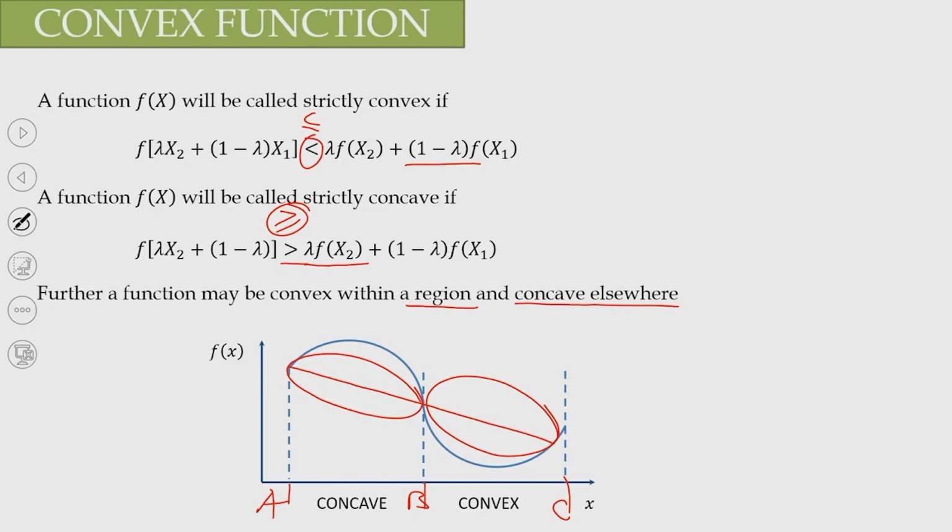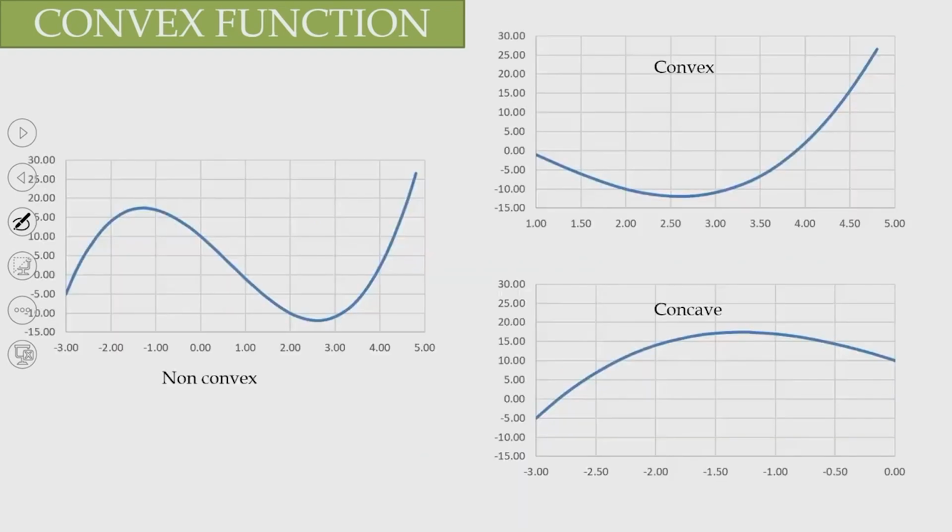This is neither concave nor convex. Now, these are some examples of convex and non-convex functions. You can see that this is a convex function, so I can take any 2 points. Okay. So, this function is a convex function.